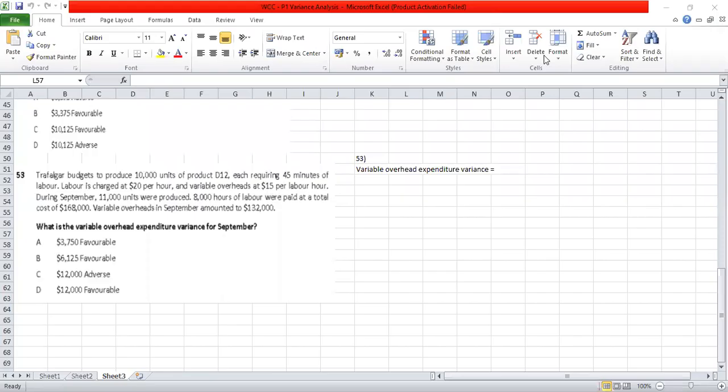The question says, what is the variable overhead expenditure variance for September? So expenditure variance will be the total cost, the total expenditure which is spent.